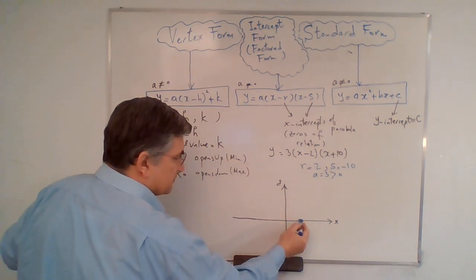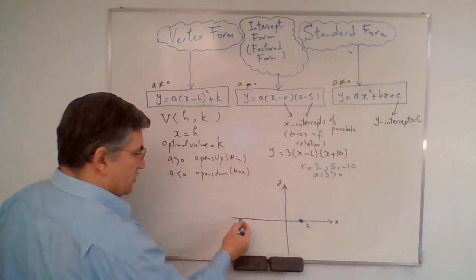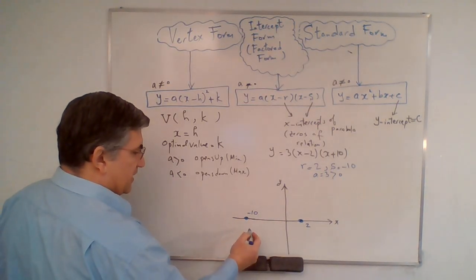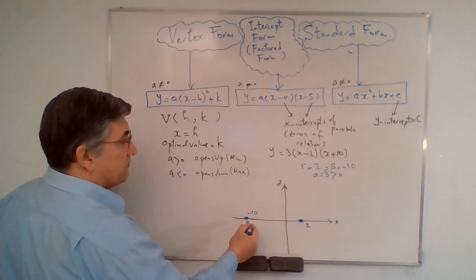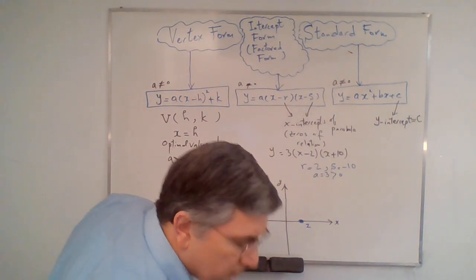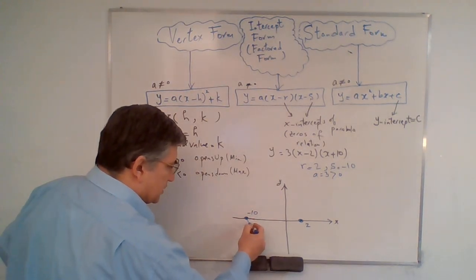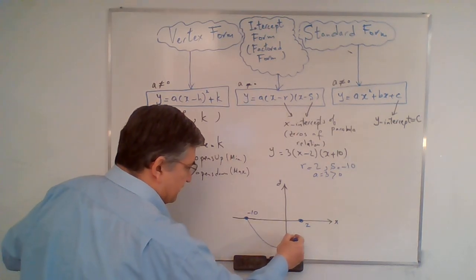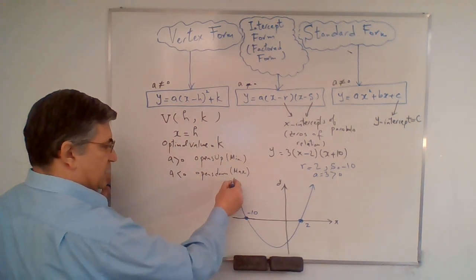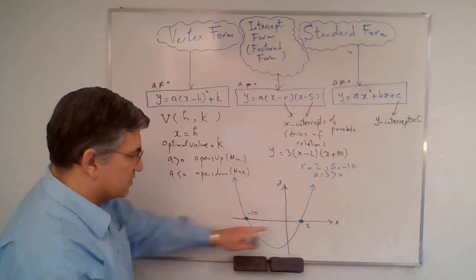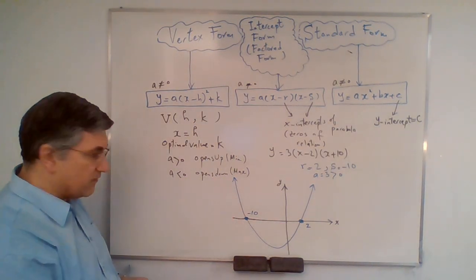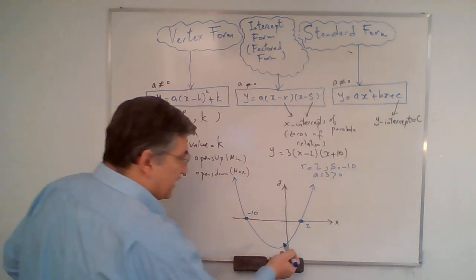So let's say this point here is the x-intercept 2, and the other x-intercept is, let's say, at negative 10, so it would be some sort of parabola, which would look something like this. If I sketch it, this is not an accurate graph, just a sketch, a parabola opening upwards, and the two x-intercepts are 2 and negative 10. All right. Now, what is the y-intercept?